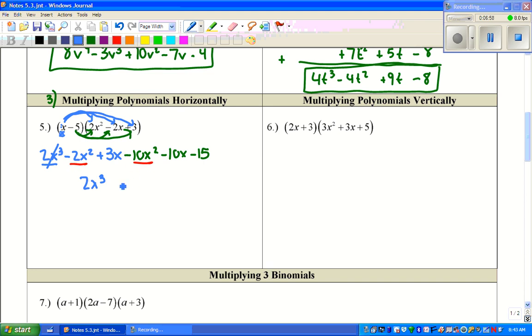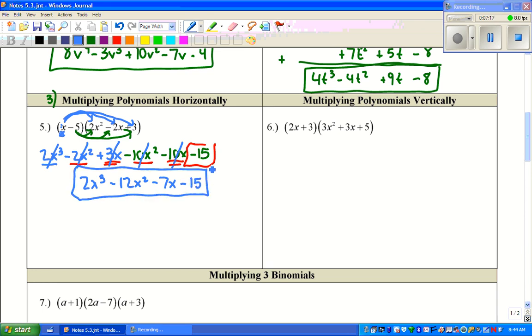So I'm going to get minus 12x squared. Cross it off, cross it off. I have this goes with this. Those are like terms, so I end up with minus 7x. All right, cross it off, and then this is sitting all by itself, so I'm going to bring down my minus 15.